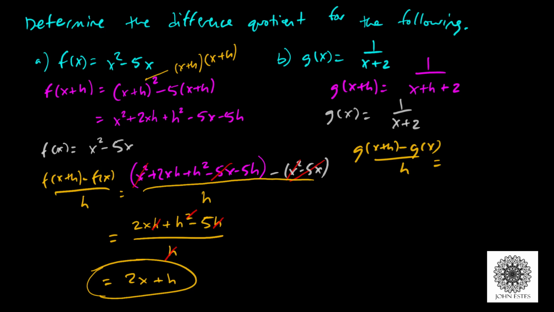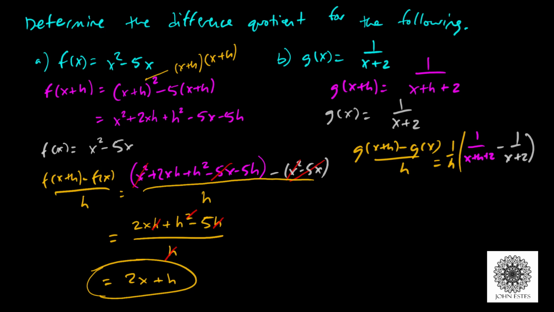I'm going to write this a little bit differently, because remember, dividing by h is the same as multiplying by the reciprocal of h. So that's 1 over h times 1 over x plus h plus 2 minus 1 over x plus 2.